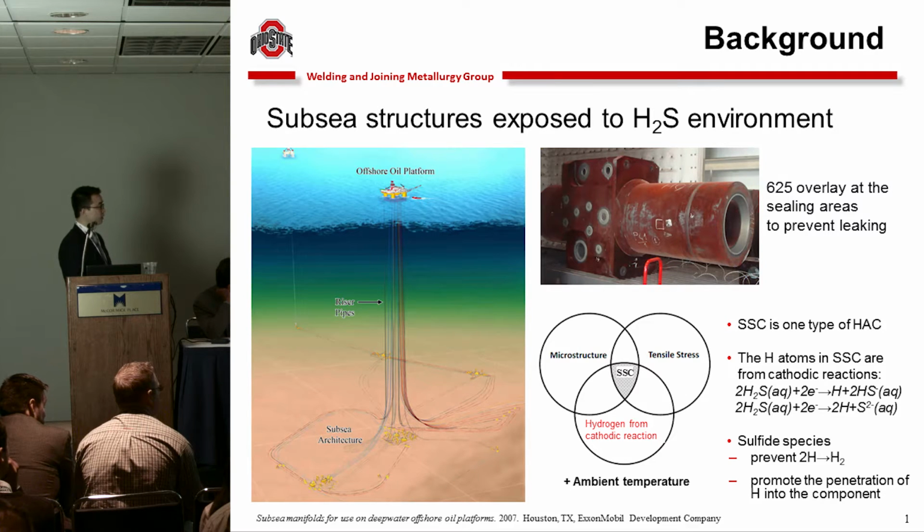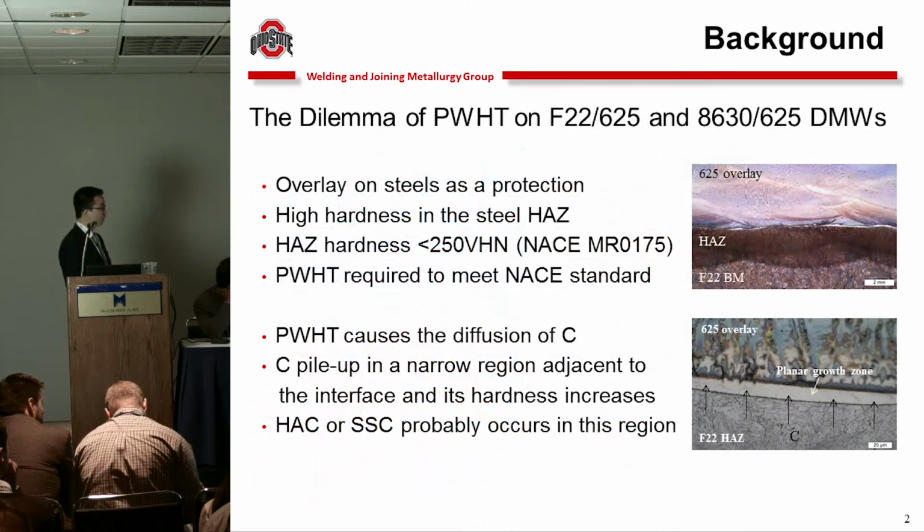So how can we reduce or minimize this problem, surface stress cracking? We usually use post-weld heat treatment, but we have a dilemma with post-weld heat treatment on two types of dissimilar metal welds. These two types of dissimilar metal welds are the focus of our project. First, the 625 overlay will be made on the steel components, and the heat-affected zone will form because of the welding, heating, and cooling process.